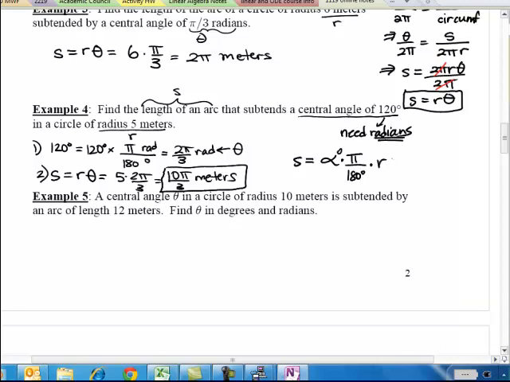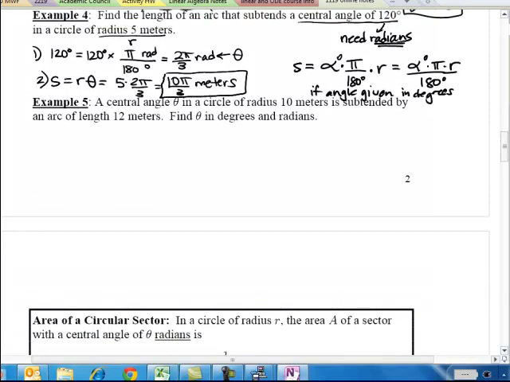So we can say the angle in degrees times pi times the radius divided by 180 would work if the angle is in degrees. The main thing is just to remember that s equals r theta will only work if we're given the angle in radians.